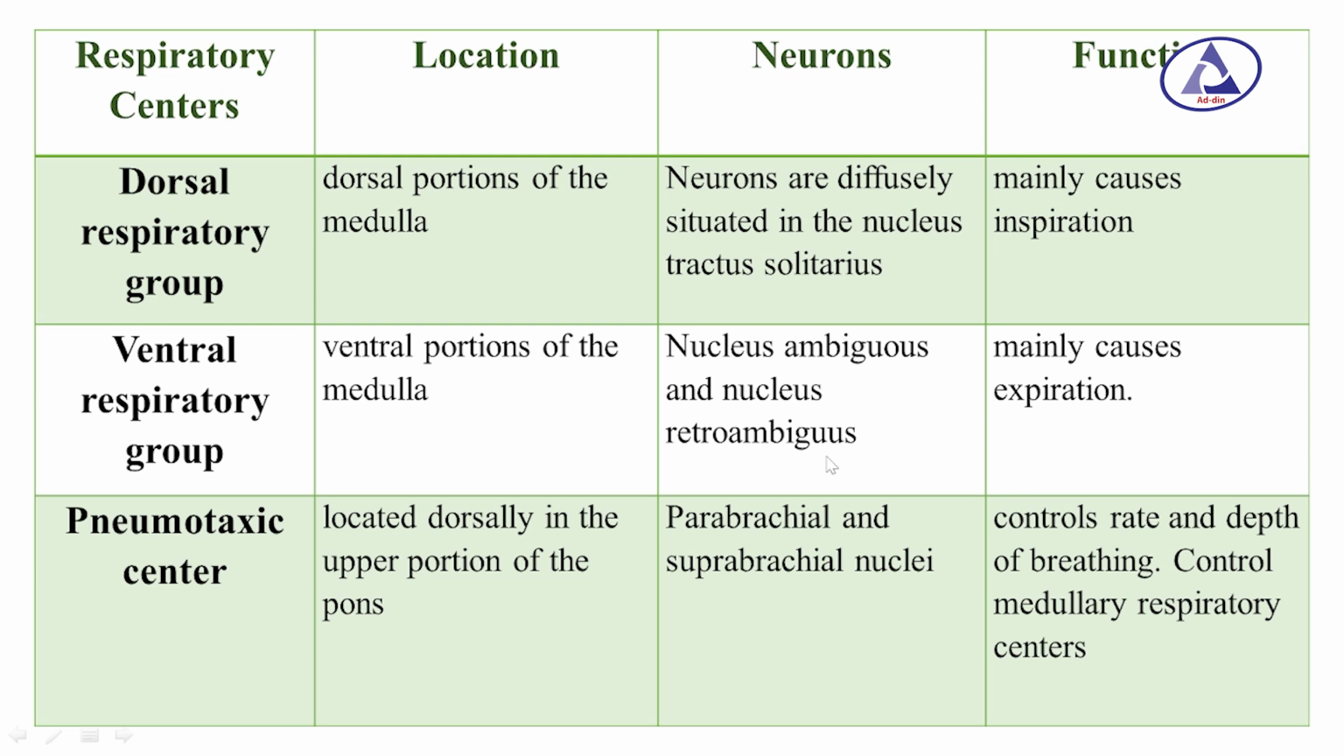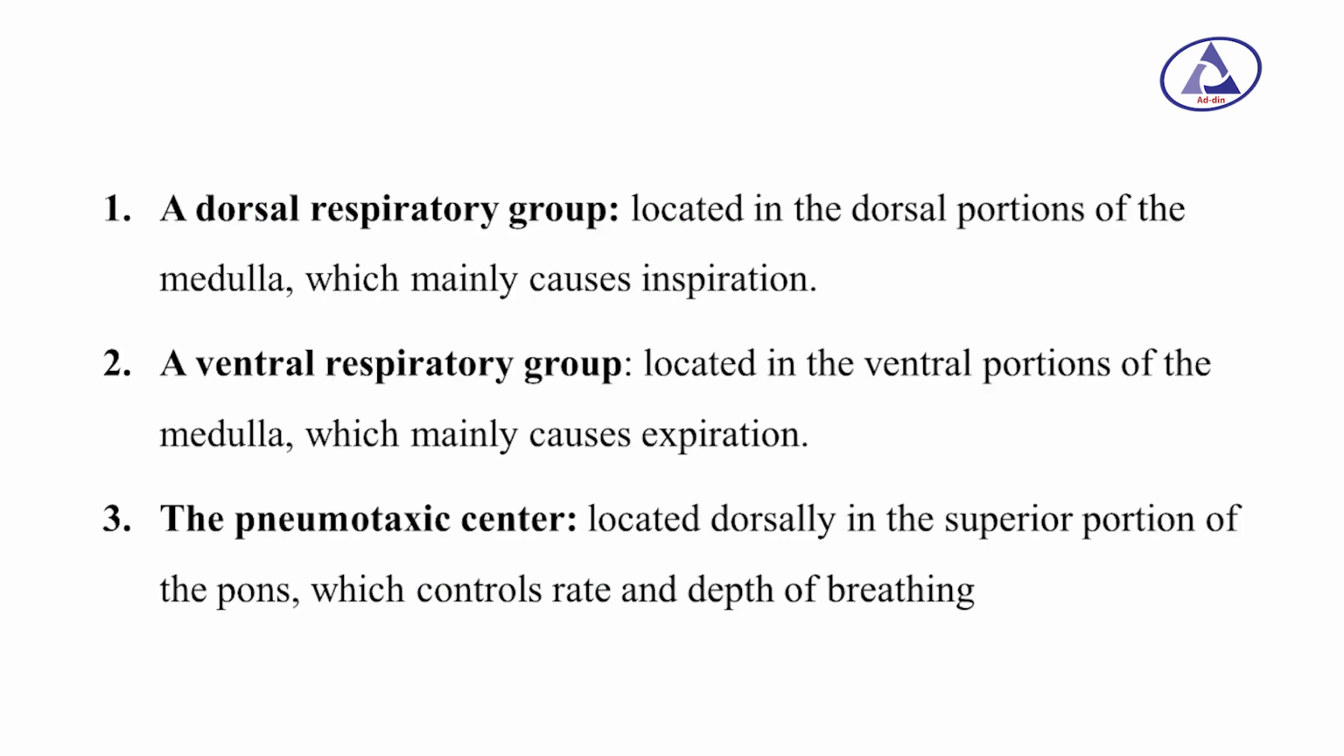Now third one, pneumotaxic center. Pneumotaxic center is located dorsally in the upper portion of the pons, and the neurons are parabrachial and supraparabrachial nuclei. They control the rate and depth of breathing and control the medullary respiratory centers. Clear? We have discussed this.